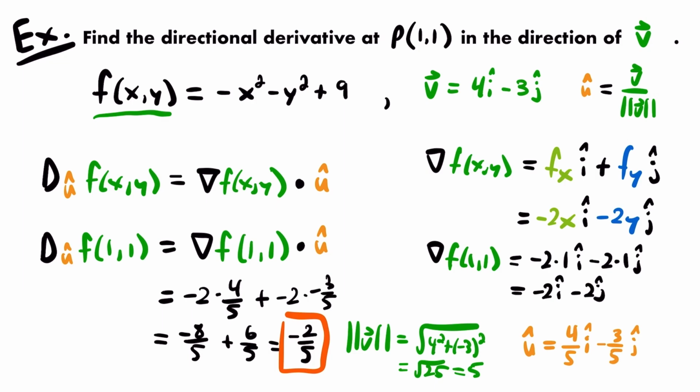That is the directional derivative, or the slope, at this point on this surface in the direction of this vector, or more specifically, this unit vector down here. That slope is negative 2/5.